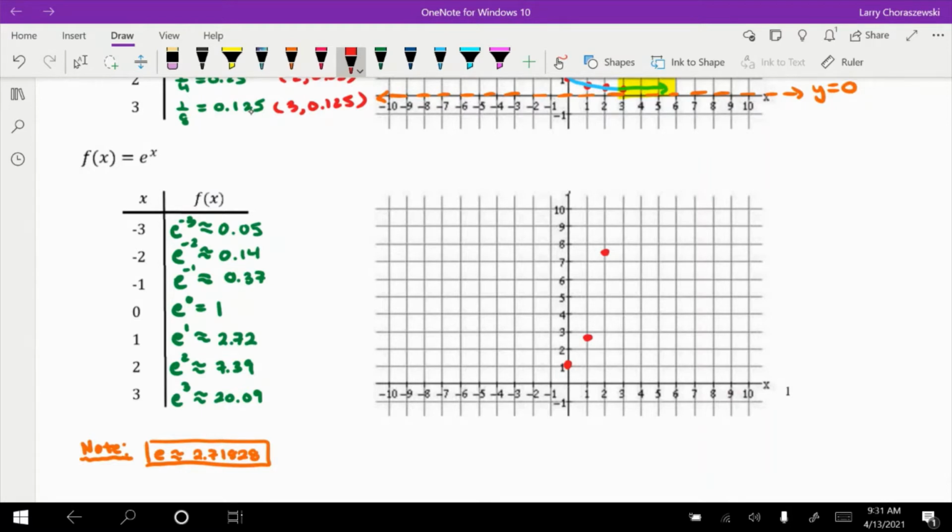Negative 1, 0.37. So I'll go a little bit above the x-axis at negative 1, and then I won't go as high with negative 2, and I won't go as high with negative 3. And basically, it resembles the graph of 2 to the x, in that the right end of the graph skyrockets to positive infinity, whereas the left end of the graph approaches the x-axis.